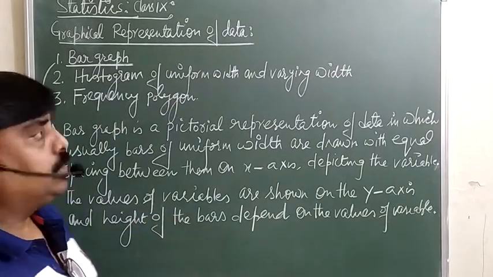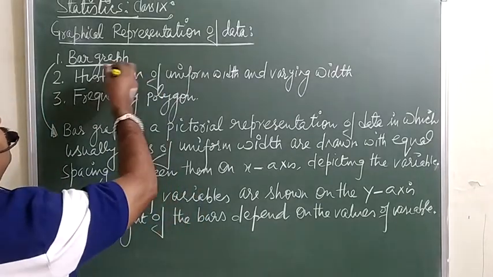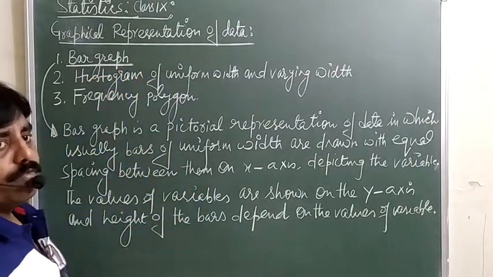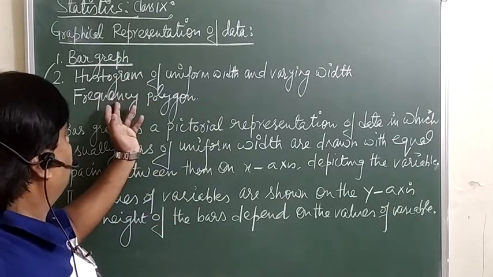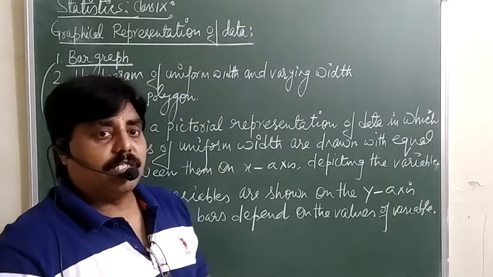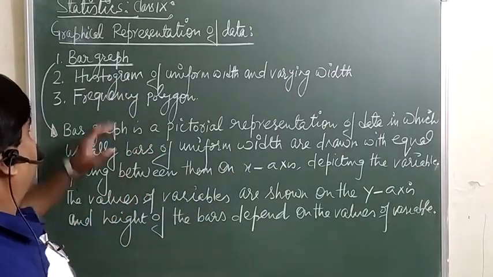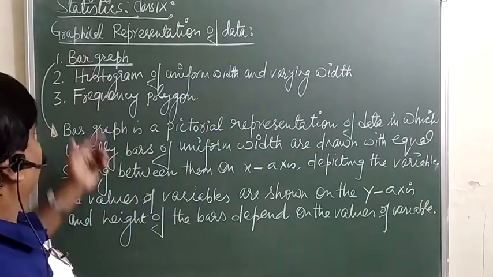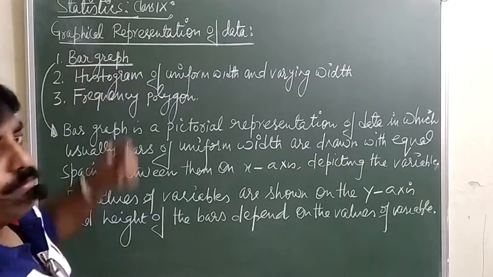But according to this new syllabus in 2020-21, only bar graph is part of your syllabus. Histogram and frequency polygon, these two parts are already deleted, and the pie chart is also deleted by the CBSE. But I will discuss all these parts. So first of all, we will try to understand what a bar graph means.